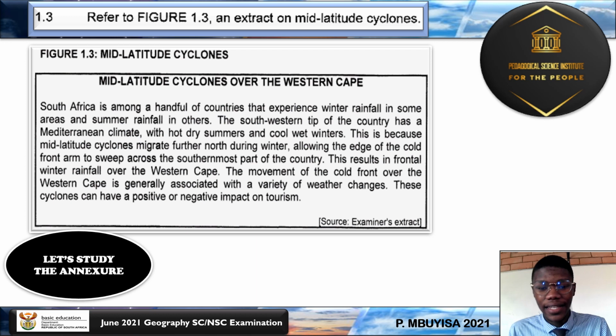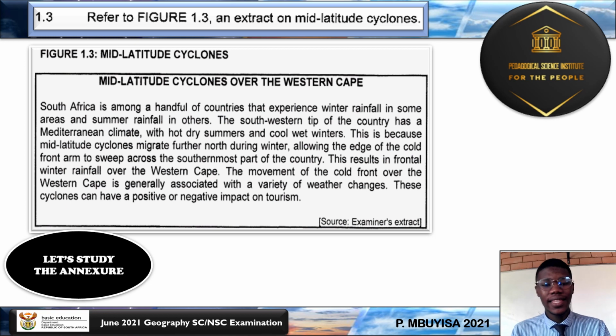And again, it says this is because mid-latitude cyclones migrate further north during winter, allowing the edge of the cold front arm to sweep across the southernmost part of the country. This results in frontal winter rainfall over the Western Cape. The movement of the cold front over the Western Cape is generally associated with a variety of weather changes. These cyclones can have a positive or negative impact on tourism.